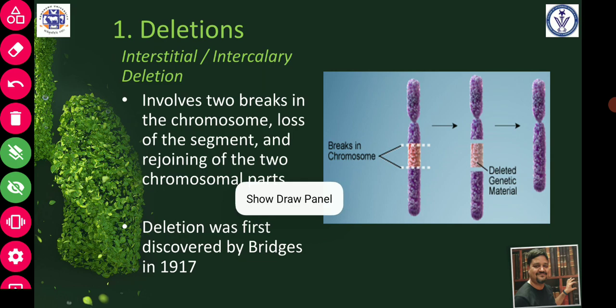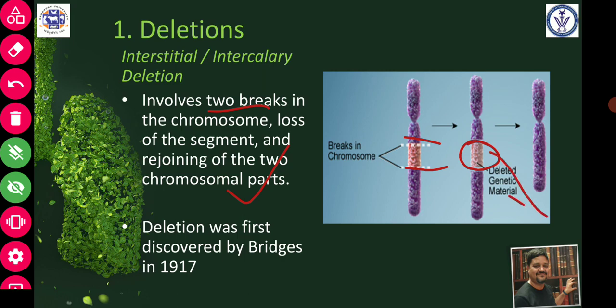So again you can see interstitial or intercalary deletion. It involves two breaks, as we have already seen. There will be loss of a segment and rejoining of the two chromosomal parts. Here again you can see in this picture the interstitial deletion. There will be two breaks, and the broken portion will be lost, and as a result the new resultant chromosome will have lesser genetic material because some genetic material has been lost. Deletion was first discovered by C.B. Bridges in 1917.